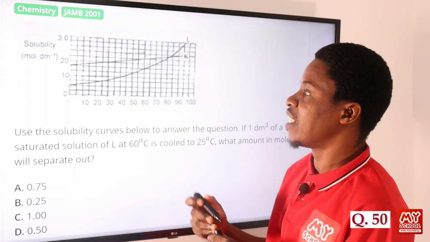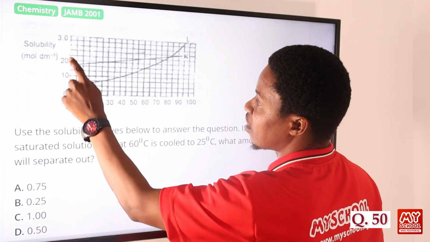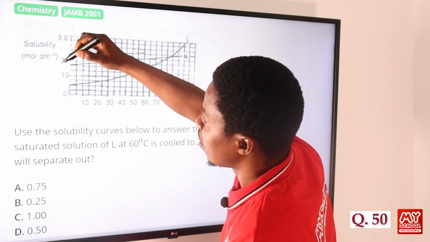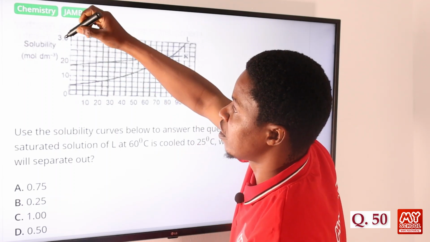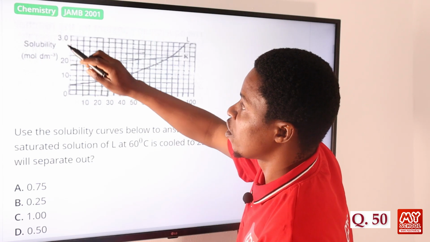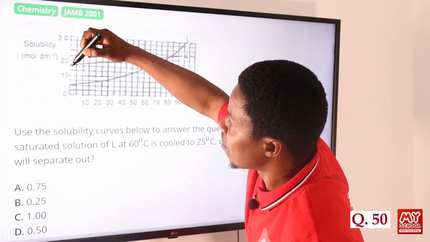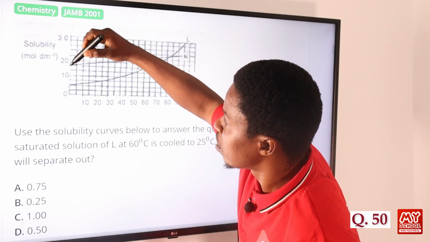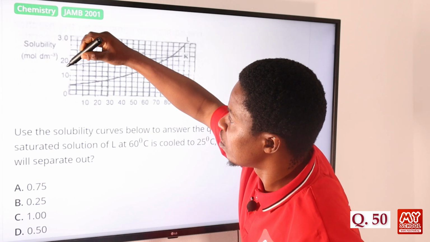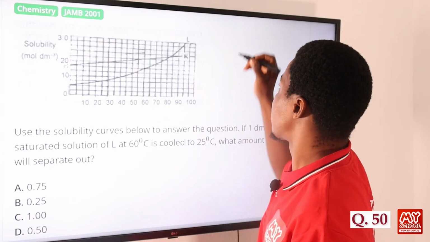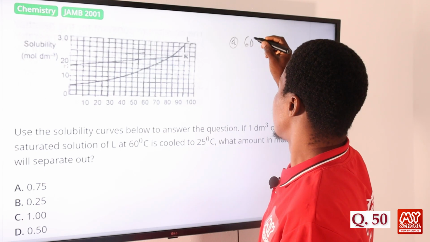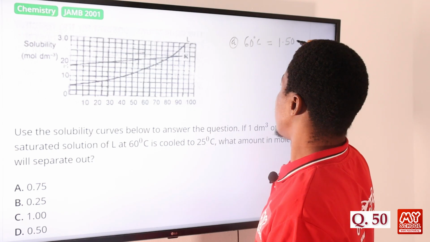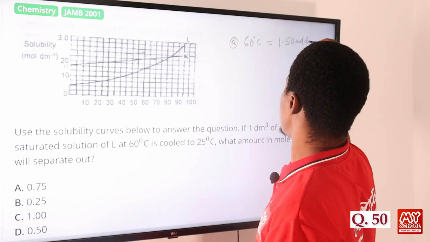So from what I see here now, this is 10, here is 20. So here, of course, this is 2.0, sorry, and this is 1.0 because this is 3.0. So it is 1.0, 2.0, 3.0. At this point for 60 degrees, we trace it here. So this gives us 1.5. That means at 60 degrees, the solubility was 1.50. Of course, you can have it as mole per dm cube.